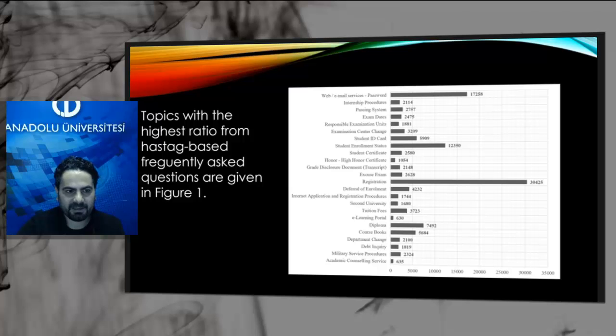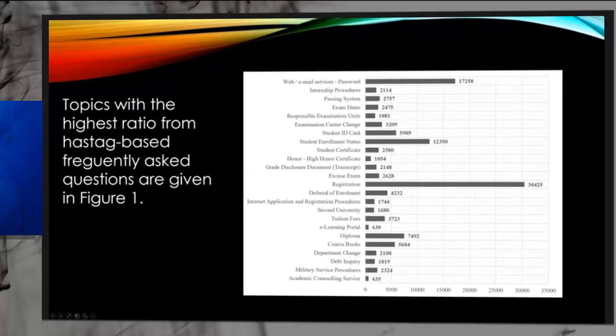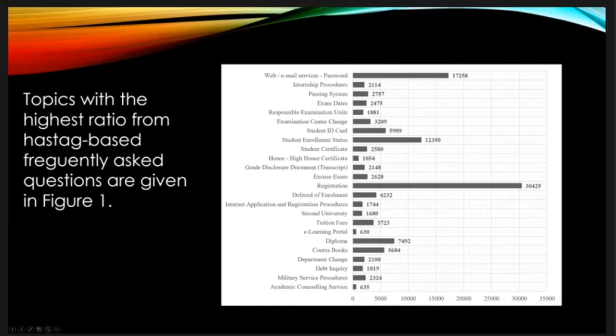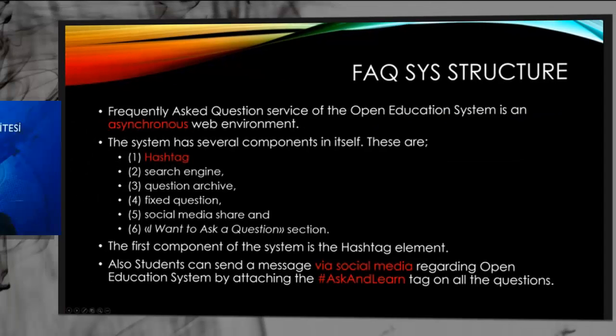The topics with the highest ratio in the hashtag-based frequently asked question system are given in figure 1. As you can see, the registration issue is one of the most frequently faced problems where students need support. And the second one is web email services and password issues.